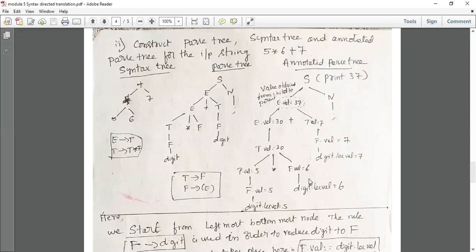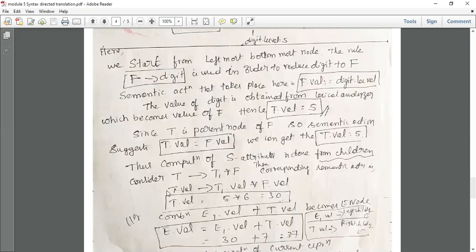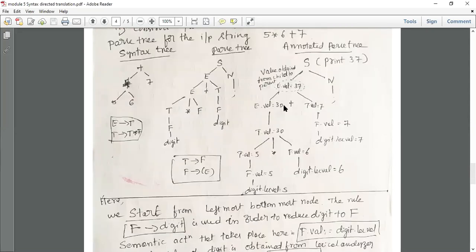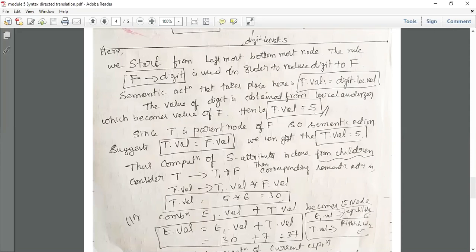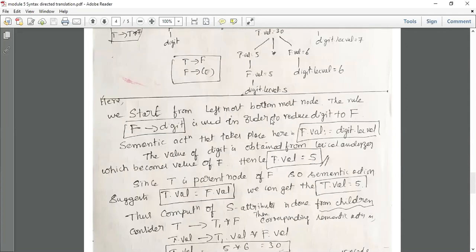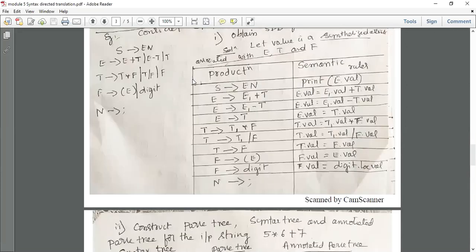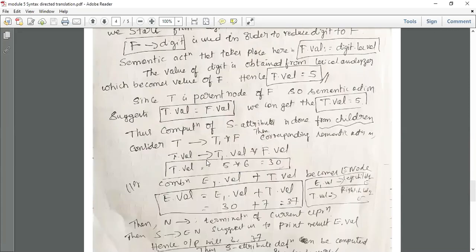Here I'm writing another right hand side value, which will be 6. Like that we'll take those values and multiply. Then for the computation, T is the parent node of F. Remember, T will be the parent node of F, so the semantic action will be T dot value equals F dot value. From E to T, T is the parent node of F. Both are almost the same, so we write T to F here and they have also written T to F. Finally we got T dot value equals 5.